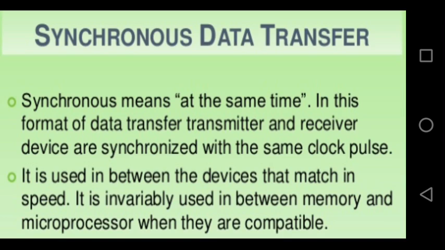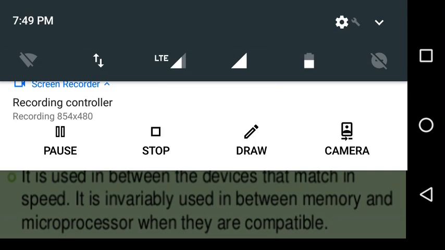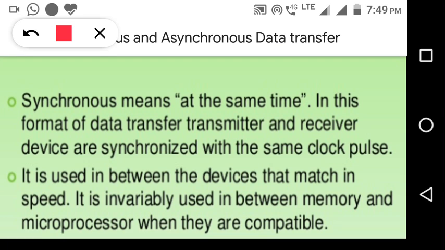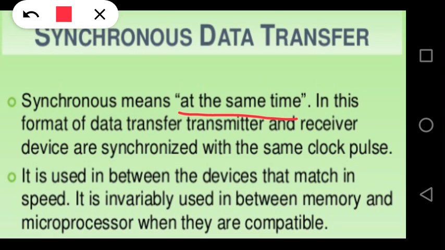First we see synchronous data transfer. Synchronous means at same time. In this format of data transfer, the transmitter and receiver device are synchronized with the same clock pulse. So it's really important to understand what is meant by clock pulse, what is meant by synchronized.